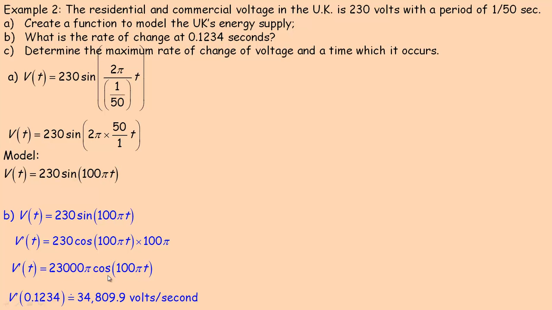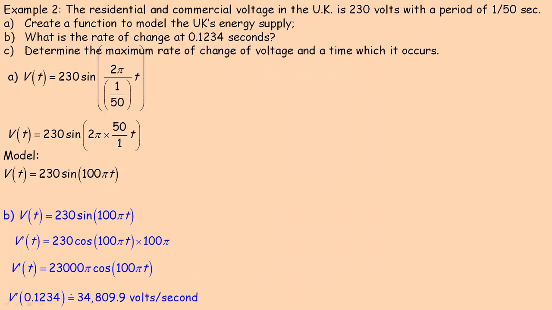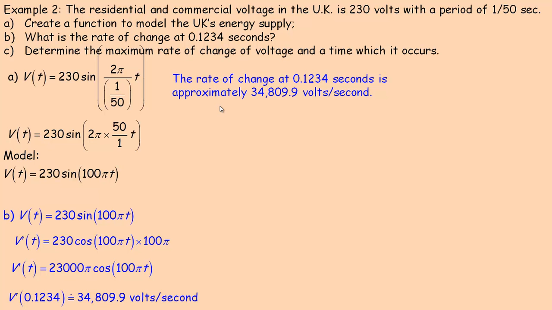So we want to find the rate of change of voltage at 0.1234 seconds. So in our calculator, we would type in 23,000 pi times the cos of 100 pi multiplied by that 0.1234. I'll close my brackets. And so that's where I got my 34,809.9 volts. That would round to 34,809.9 volts per second. It's the rate that the voltage is changing. So that's my answer statement for B.